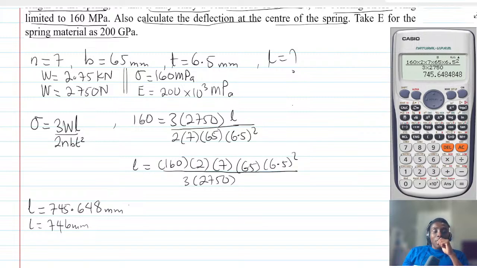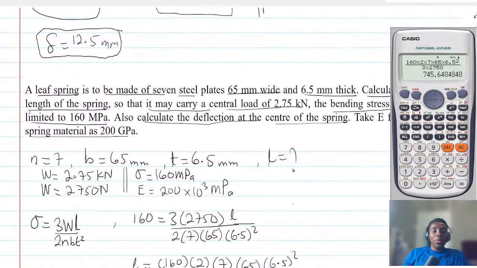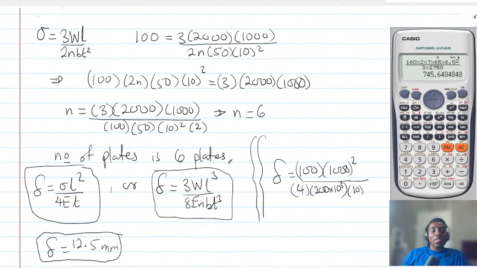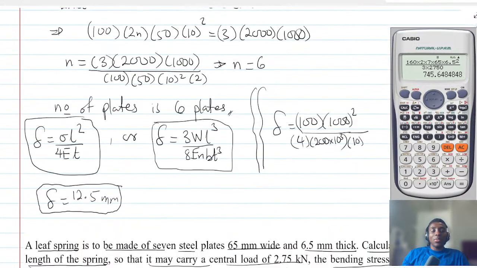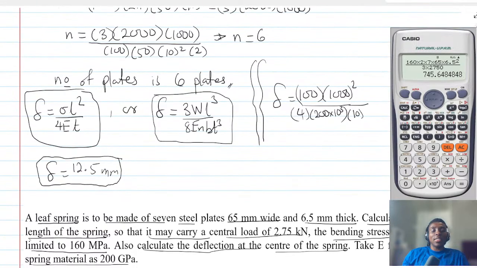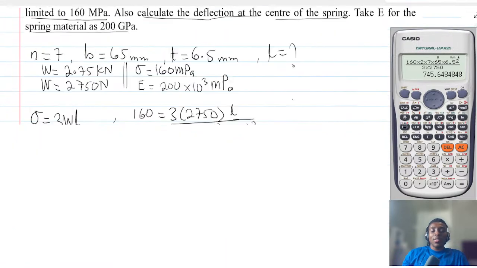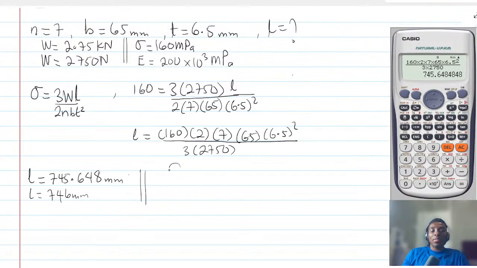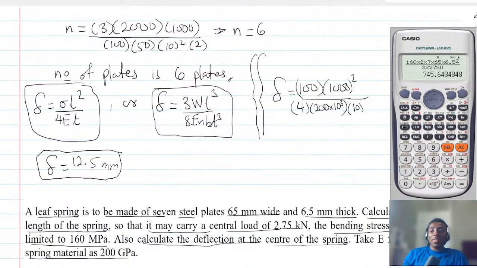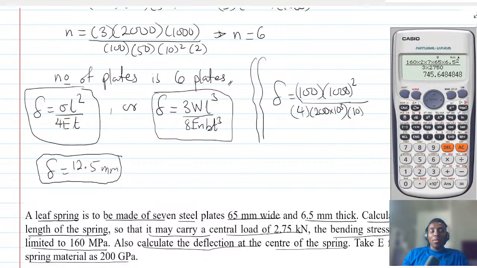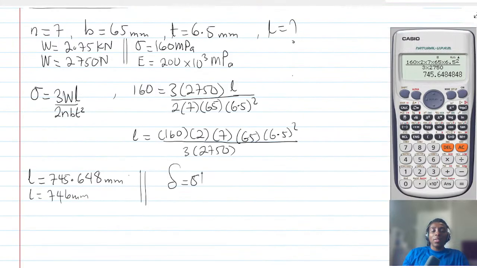So the deflection is very simple, because already we have solved a question where we were asked to find the deflection. So now that we have the stress and the length, the Young's modulus, we can just use the simple equation. The deflection is sigma L squared over 4ET.